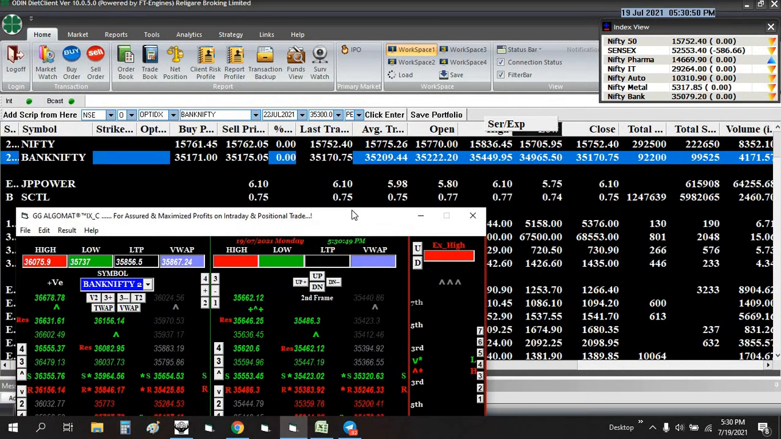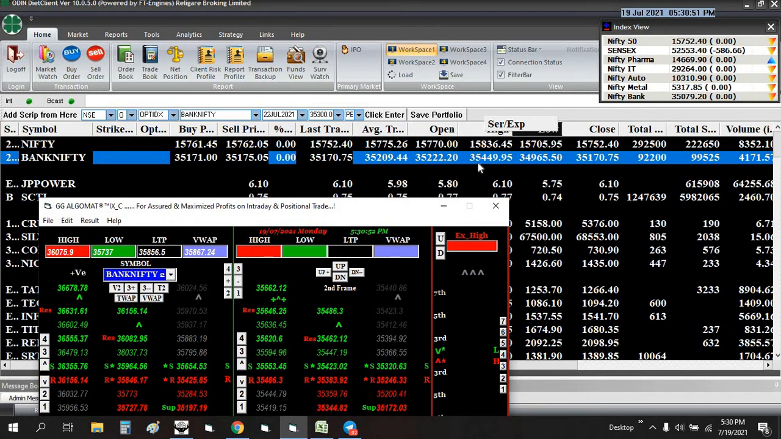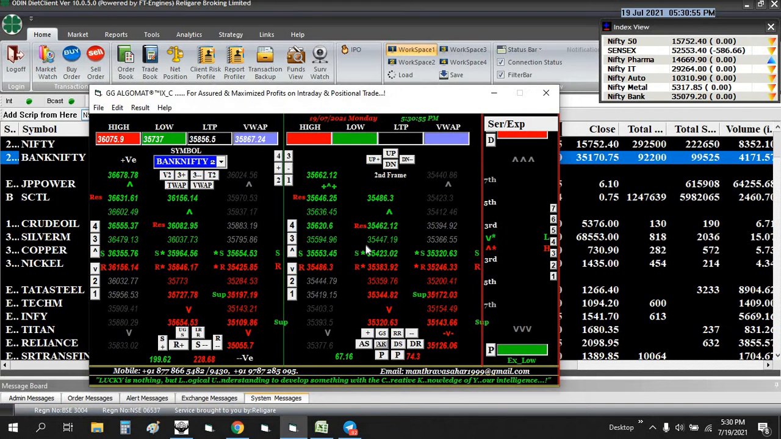What is the high today? 35,449.95 is the high, right? See here, it is reaching this particular area. Now after reaching this particular area, you should not initiate a long entry. You know very well the market is opening in the red zone, so the market will come down.